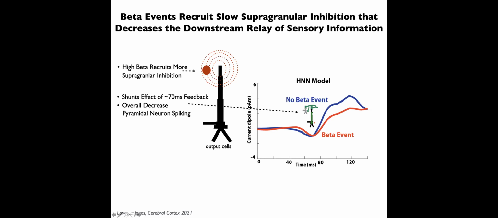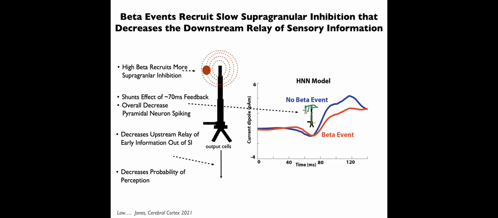And so this current down is weaker and you get less spiking in your pyramidal neuron populations. And so you get a smaller amplitude and shallower rise in this late period. And so if you have decreased spiking in these pyramidal neurons, then you have a decreased relay of upstream information out of S1. And if you can't get out of the hand area of S1, then the brain says, I didn't feel the tap to the finger. And so you'll have a decreased probability of perception.